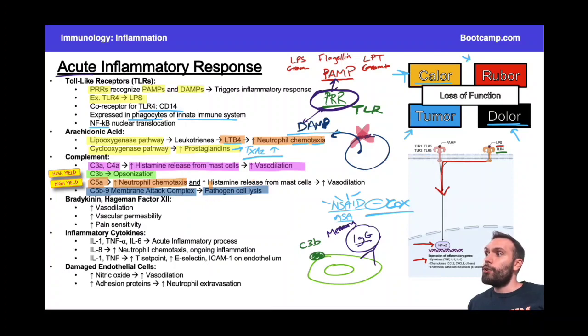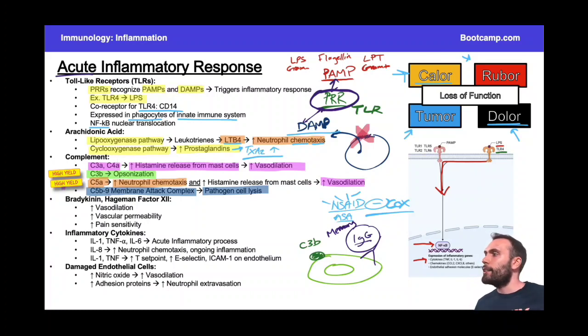Also, C5a, what else does it do? It also causes vasodilation, very similar to C3a and C4a. So you can just remember C3a, C4a, C5a, they all pretty much do the same thing. The only difference is C5a is the high yield one because it's very good at causing neutrophil chemotaxis. It gets neutrophils to the scene of the crime, okay?